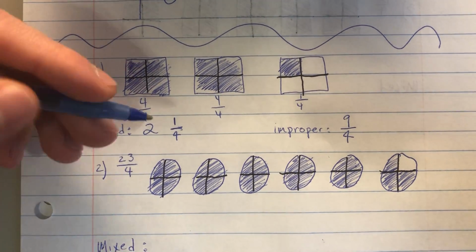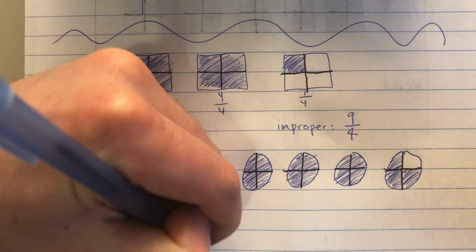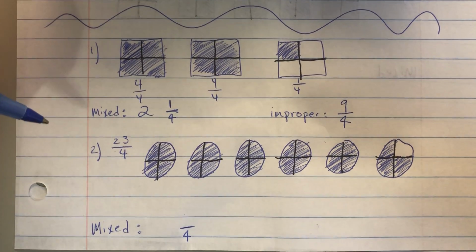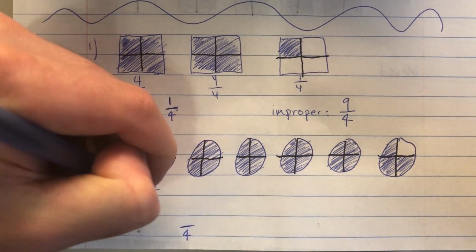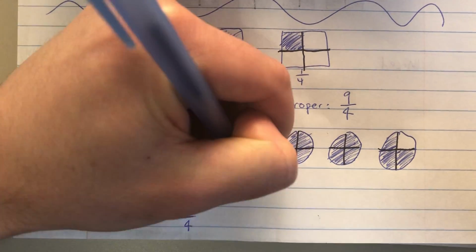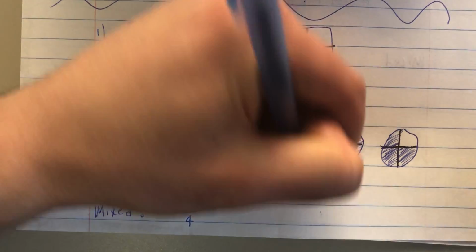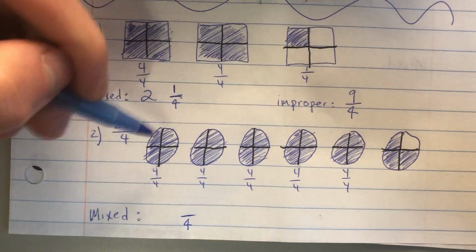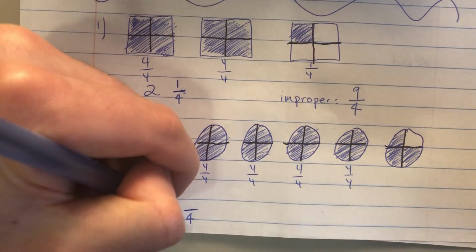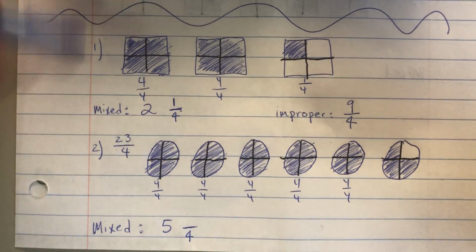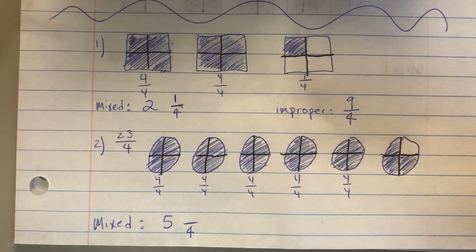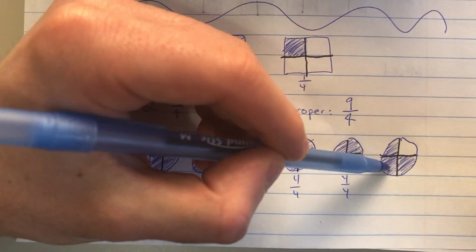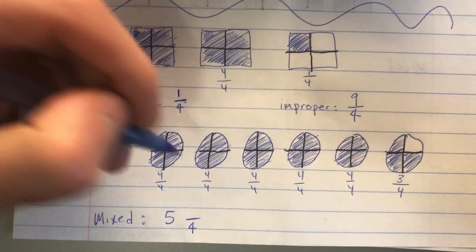Looking at this fraction here, 23/4, I can do the same thing. I'm going to first write my fraction denominator in to match my denominator of my improper fraction, 4. Then I see that I have 4/4, 4/4, 4/4, 4/4, and 4/4. That's 1, 2, 3, 4, 5. 5 shapes that are equivalent to 1 whole, so I'm going to put 5 right here for the whole number. And then I have 1, 2, 3 parts shaded out of 4, 3/4.